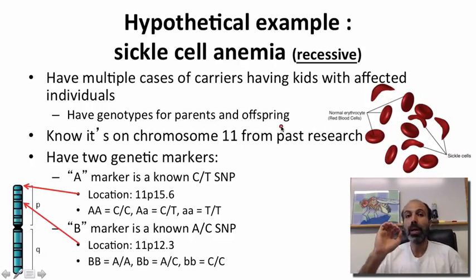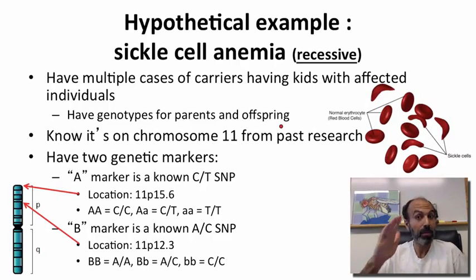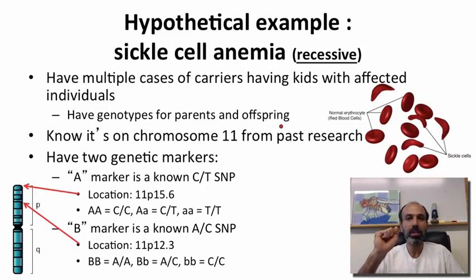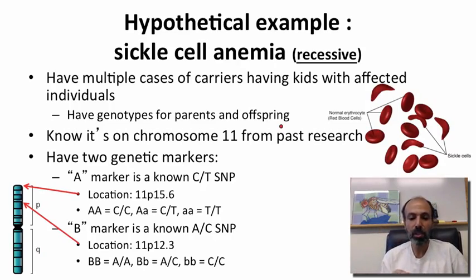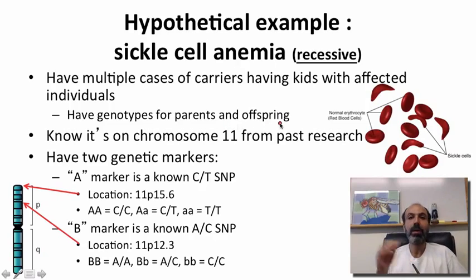Now you don't know what the gene is causing the disease. This is a very important point. You do not know what or where the gene is causing disease. When I say you have the genotypes for the parents and offspring, I mean there are genotypes for a bunch of genetic markers. Now you don't know where among those markers the disease-causing gene is.